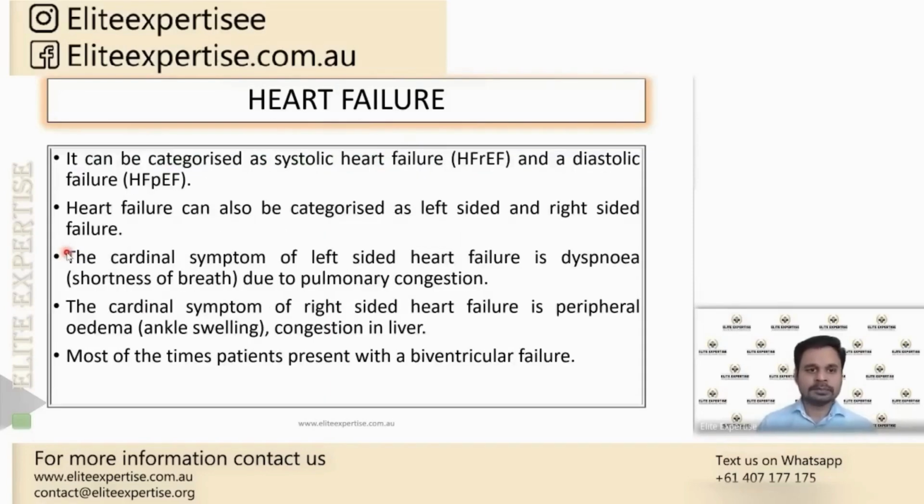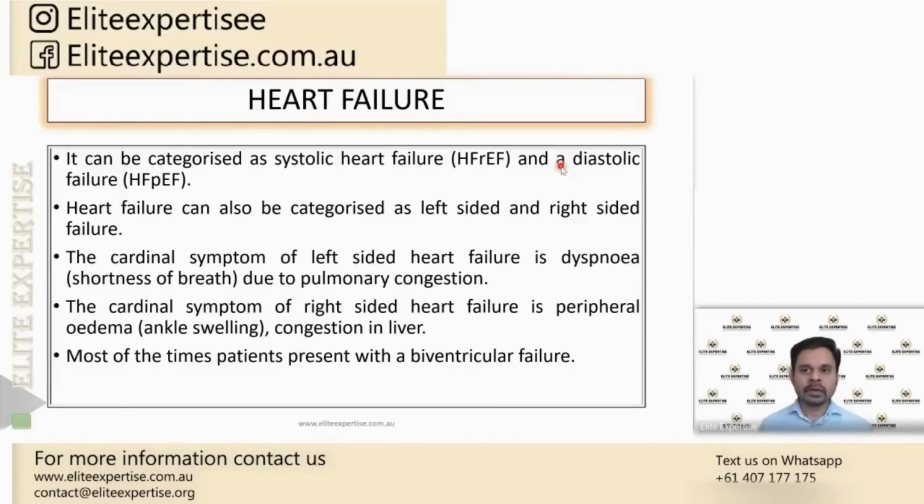Now, this heart failure can be categorized into two types. One is the systolic heart failure and the other is the diastolic heart failure. Systolic in the sense, systole means contraction. So in case of systolic heart failure, the cardiac muscles or the cardiac myocytes fail to undergo proper contraction, that is a forceful contraction. Whereas in case of diastolic heart failure, the cardiac myocytes, the cardiac muscles, fail to undergo proper relaxation. So they won't get relaxed properly.